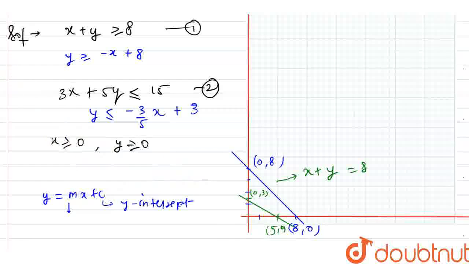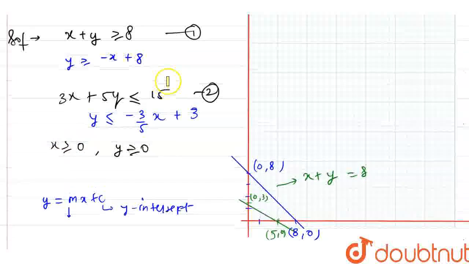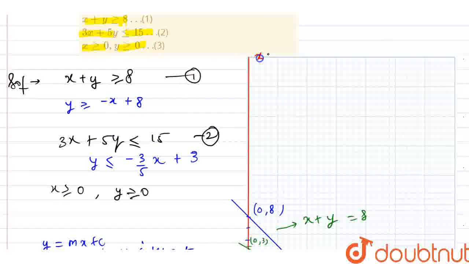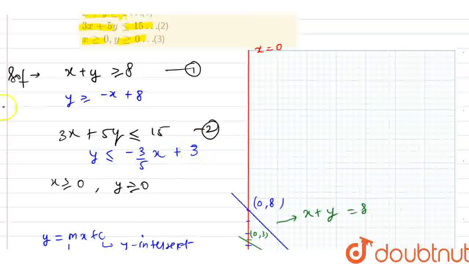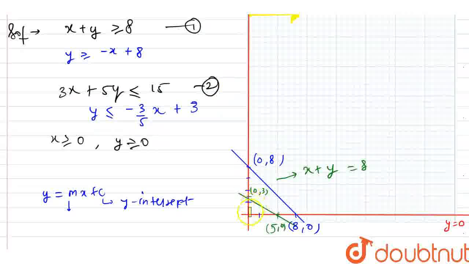Now as you can see, I have drawn my lines. So let's talk about x greater than or equal to 0 and y greater than or equal to 0. It means the question wants us to take the area where x is greater than or equal to 0. Hope you already know that this line is nothing but x equals 0, and this line is nothing but y equals 0. So for x greater than or equal to 0, we have to take this area. And for y greater than or equal to 0, we should take the area above the x-axis. It means we have to take the first quadrant only.